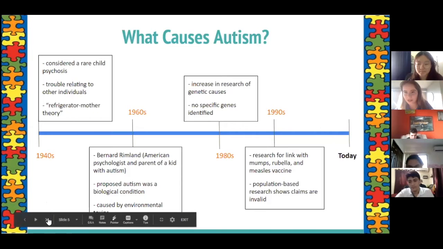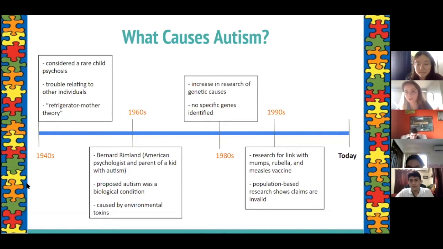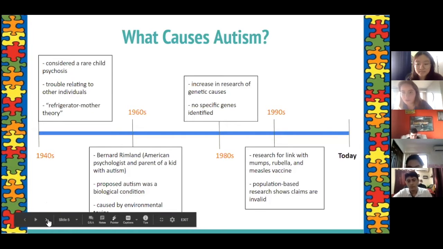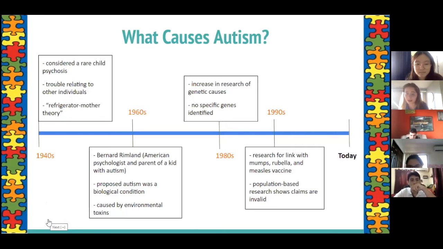First of all, in the 1940s, it was considered a rare child psychosis that was characterized by having trouble relating to other people. And there was this thing called the refrigerator mother theory, which predicted that what caused autism wasn't actually a biological condition, but that harsh and cold parents made an individual have trouble relating to other individuals, and that was the cause of autism. Obviously, this has been disproven throughout history, but it was a very prevalent theory in the 1940s.